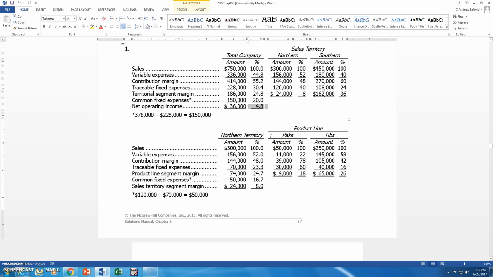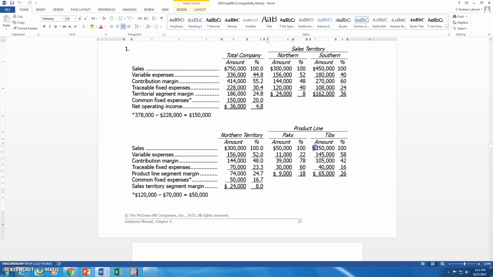We're asked also in part 1 to break down the Northern Territory between the two product lines, PACS and TIBS. And we can see that, given the information that we're told, there's $50,000 of revenue for PACS, and the variable cost ratio is 22%, meaning that $11,000 of variable cost will be needed to produce $50,000 of sales of PACS. 50 less 11 gives us $39,000 of contribution margin. We are told that there's $30,000 of traceable fixed costs for PACS, leaving us with $9,000 of segment margin for PACS, which is 18% of sales.